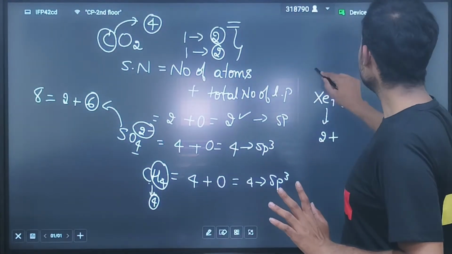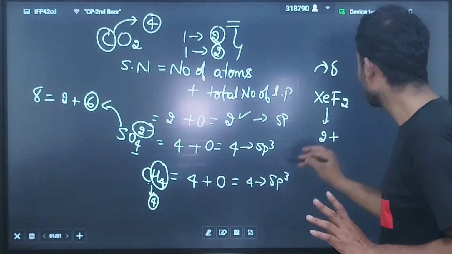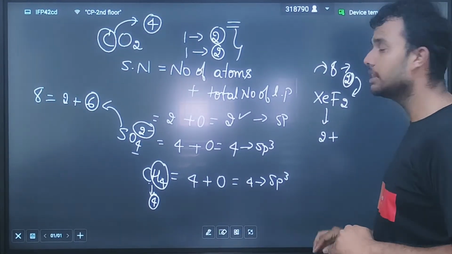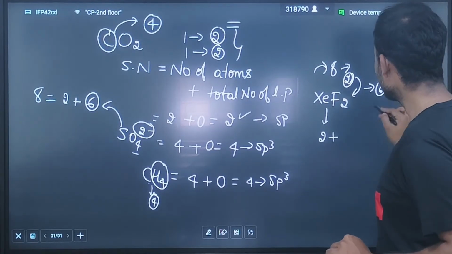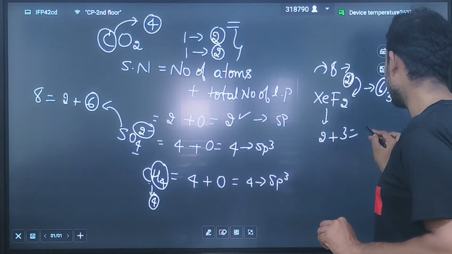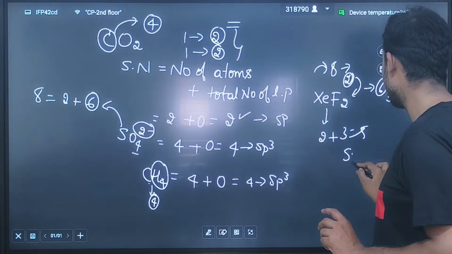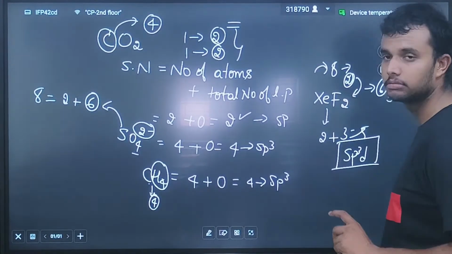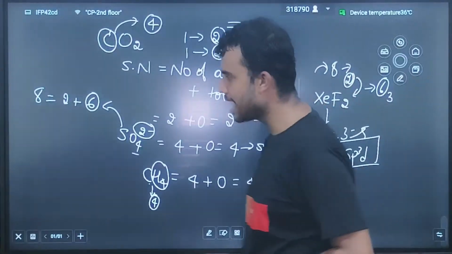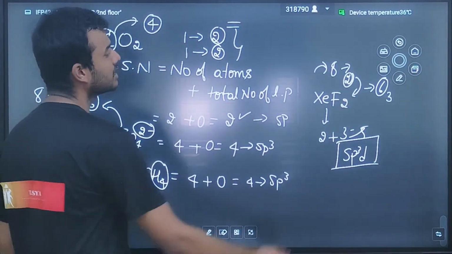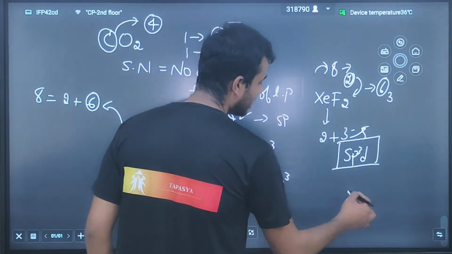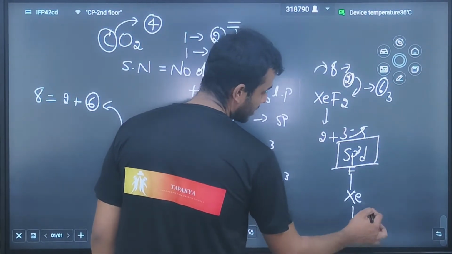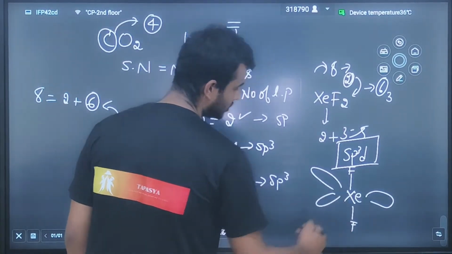Valence is 8. Of the 8, 2 electrons are busy forming bonds with F2. Then the remainder is 6. 6 means how many pairs? 3 pairs. 2 plus 3 is 5. For 5, what is the hybridization? sp3d. Like this, you need to write it. What is the shape of this one? The shape is linear. The geometry is trigonal bipyramidal. It looks like this.